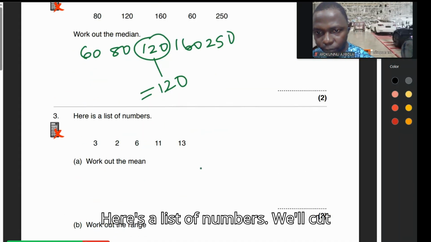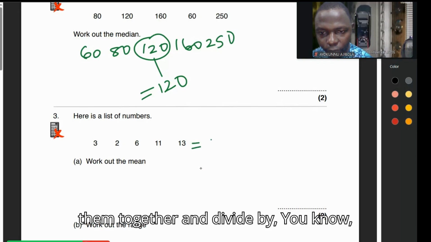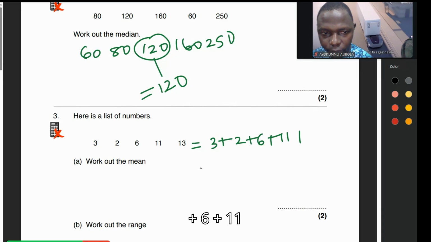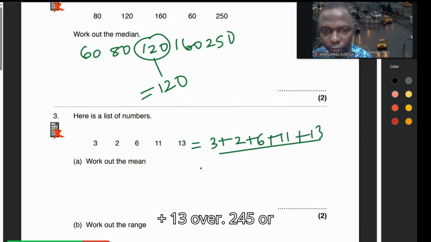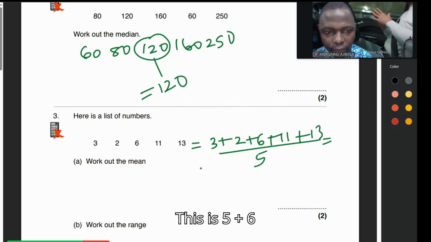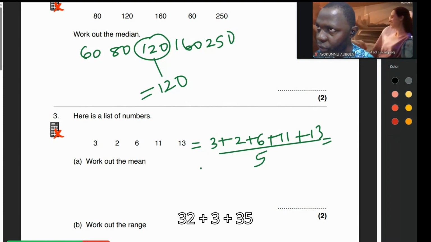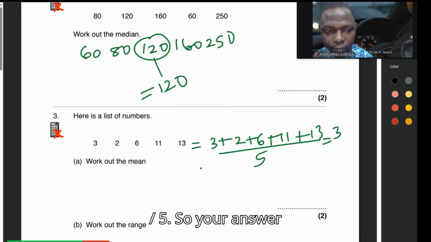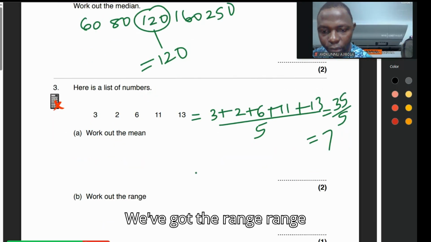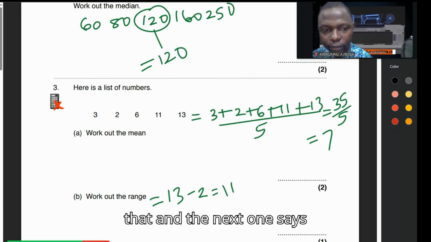Here's a list of numbers. Work out the mean. You just have to add them together and divide by 5, that's 3 plus 2 plus 6 plus 11 plus 13 over 5. So this is 5 plus 6, that's 11. 11 plus 11, 22. 32 plus 3, that's 35 over 5. So your answer is 7 for the mean. Look at the range. Range equals the biggest minus the smallest, which is 11.